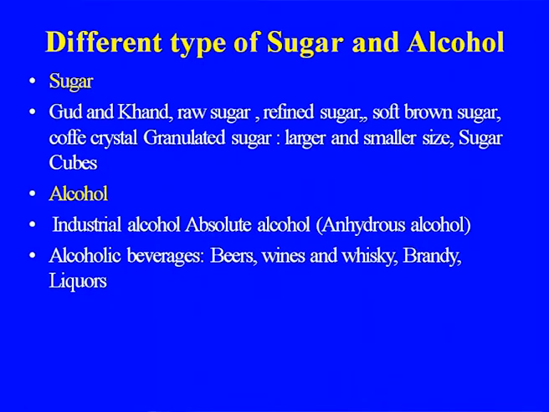So different types of sugar and alcohol: sugar, gold, khand, raw sugar, because khandsari was the oldest name given, from the initial stages of the development of the sugar industry. And raw sugar, refined sugar, soft brown sugar, coffee crystal, granulated sugar, large and smaller size sugar, sugar cubes, different shapes that we are getting. Alcohol: industrial alcohol, absolute alcohol, anhydrous alcohol that we are making, alcoholic beverages, and beers, wines, whiskey, brandy, liquors, different types of alcoholic beverages, because from ancient times we have been using alcoholic beverages.